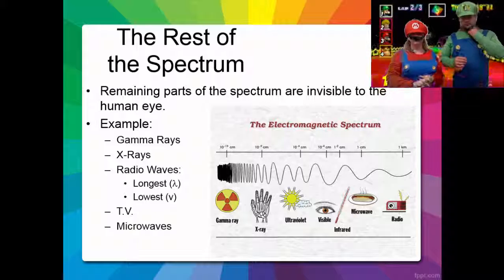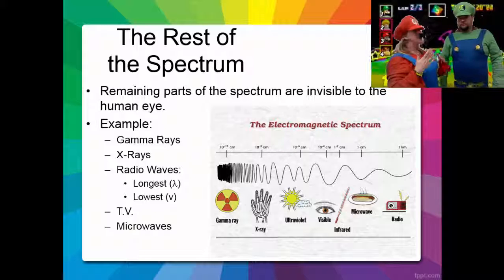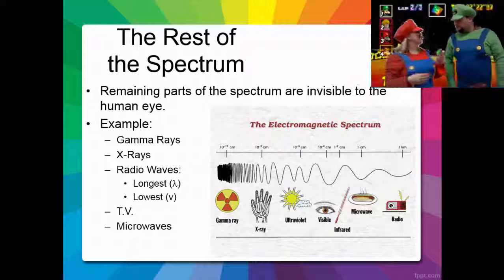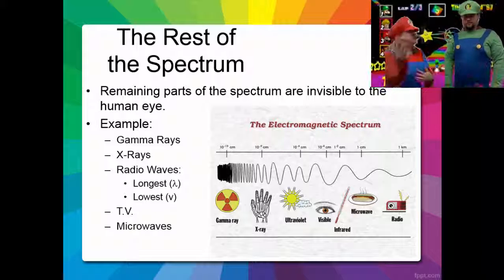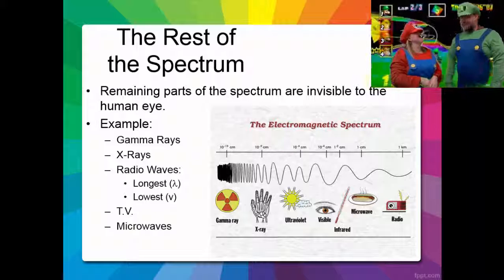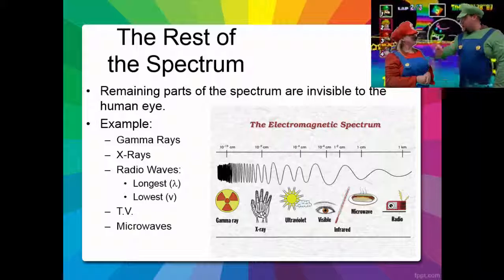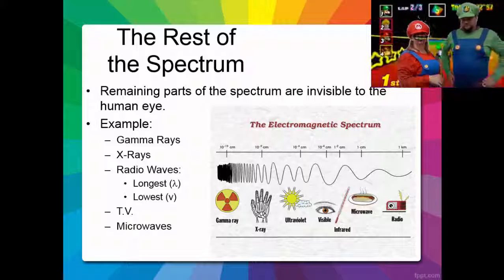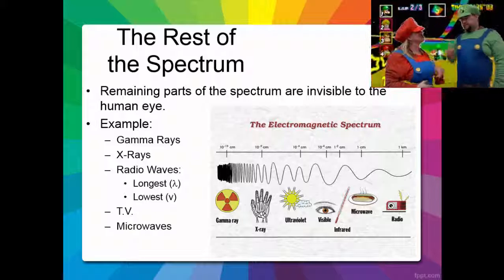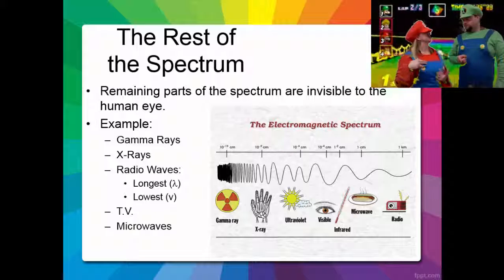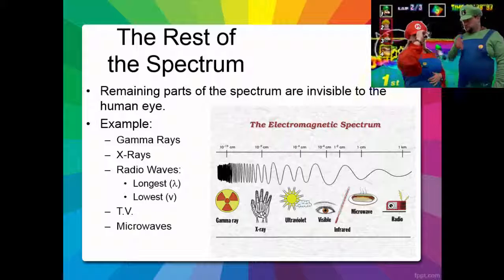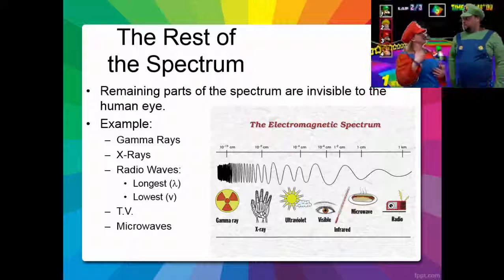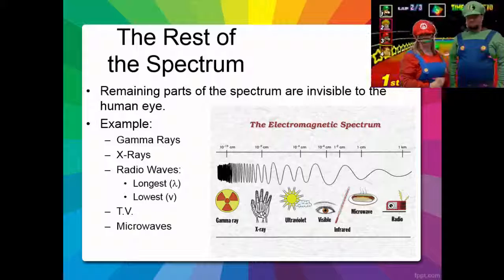Some other examples that you might know: X-rays, radio waves, the TV, microwaves. Those are the ones that you can't see. That's kind of why they talk about people with pacemakers shouldn't stand too close to microwaves, because they could interfere with the ticking.